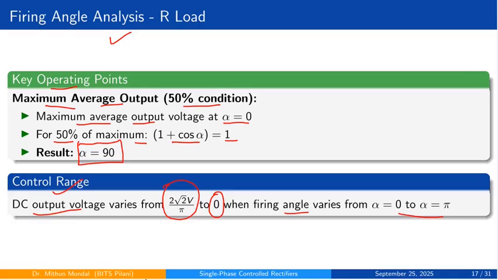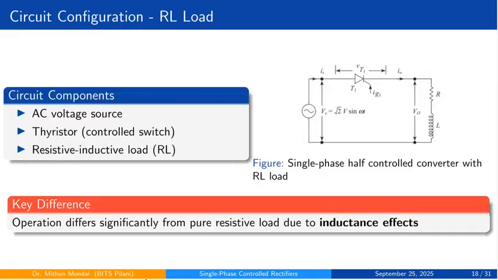So in this case, we can vary the voltage from one level to another level when we control the firing angle, and hence it is known as controlled converters. Now instead of using the resistive load, we are using the RL load condition. So here you can see, apart from R, we have L also, which is the inductive load.